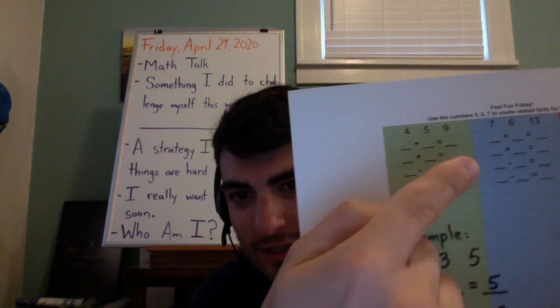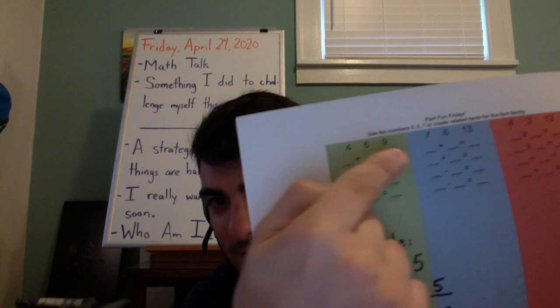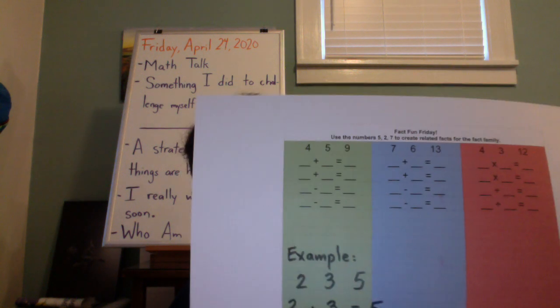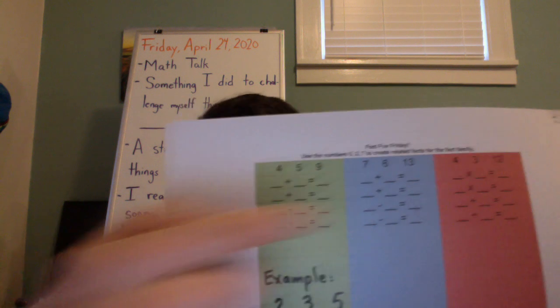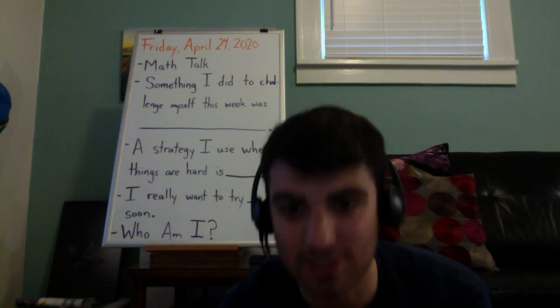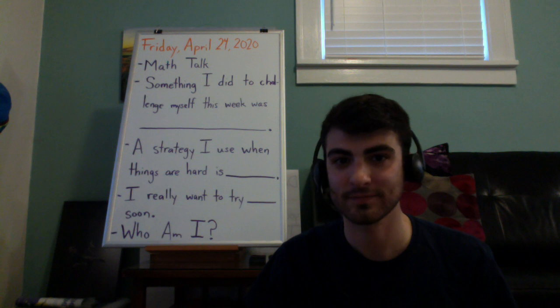And you'll notice that in the units, the numbers are 4, 5, and 9. The tens, we have 7, 6, and 13. And then in the hundreds, we have 4, 3, and 12. And the operations change to multiplication and division. All right, so do your best and challenge yourself with that. And again, share that work with me. I'd love to see it.